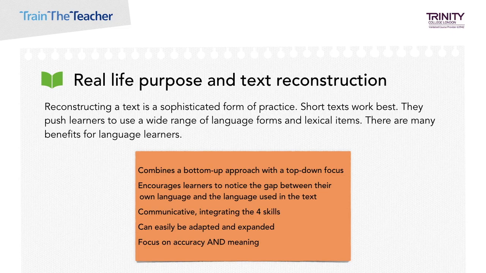It combines a bottom-up approach with a top-down focus. It encourages learners to notice the gap between their own language and the language used in the authentic or partially graded text. It's communicative, and it can integrate all 4 skills. It can easily be adapted and expanded. For example, learners could reconstruct in pairs. With older learners, they could swap texts and give peer feedback according to criteria that you set for them. And there is a focus on both accuracy and meaning.